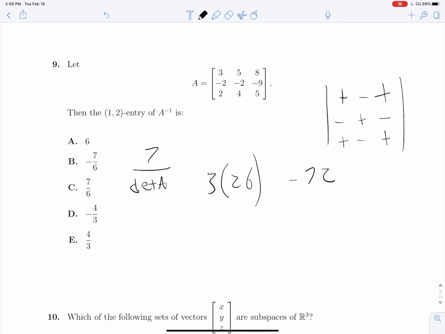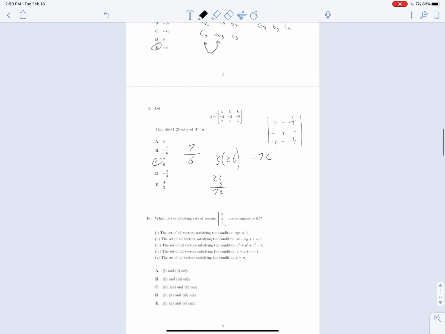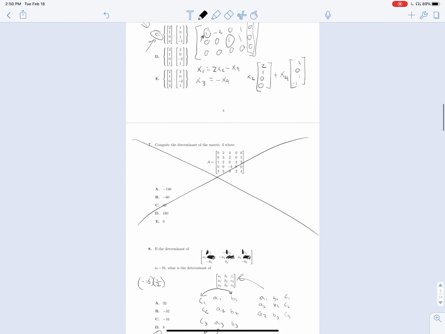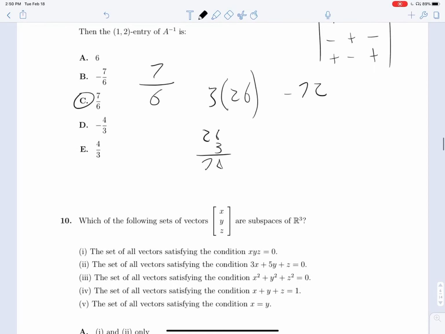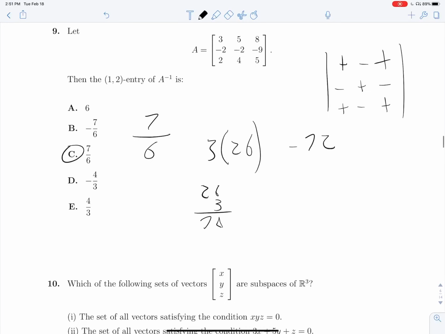Okay, we're almost there. So 26 times 3 is going to give us 78. Minus 72 is 6. So our answer should be C, 7 over 6, and that's extremely satisfying. That is our correct answer.